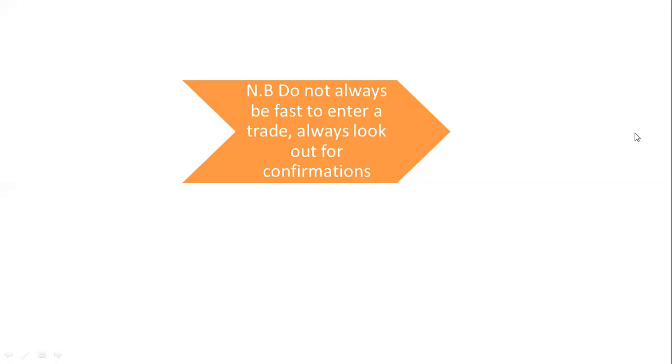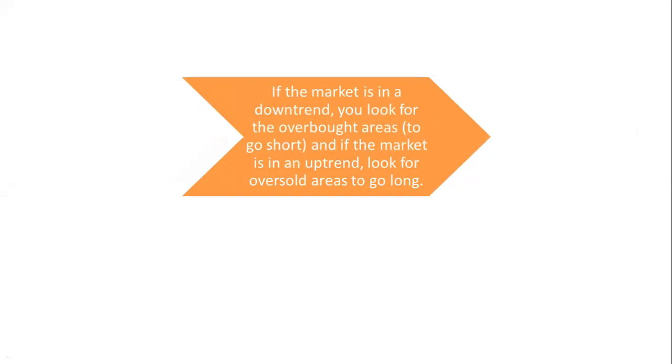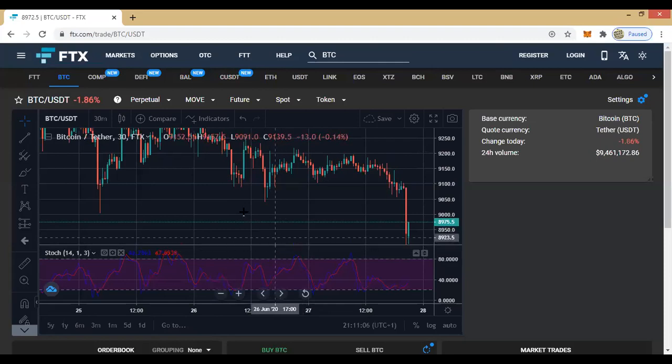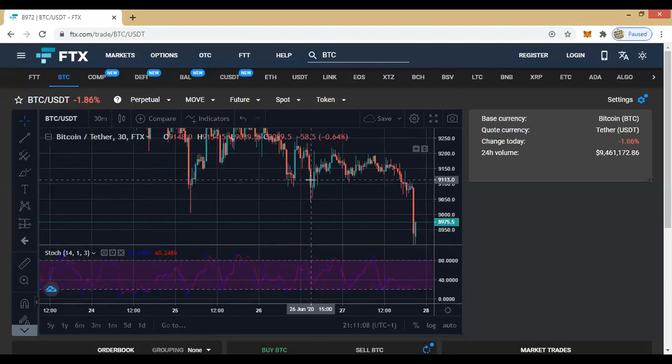Do not always be fast to enter a trade. Always look out for confirmations. And then I said that if the market is in a downtrend, you look out for the overbought areas to go short. And if the market is in an uptrend, look for oversold areas to go long. The same thing I said about the market structure. Please, no matter what the indicator is telling you, always look out for market structure.